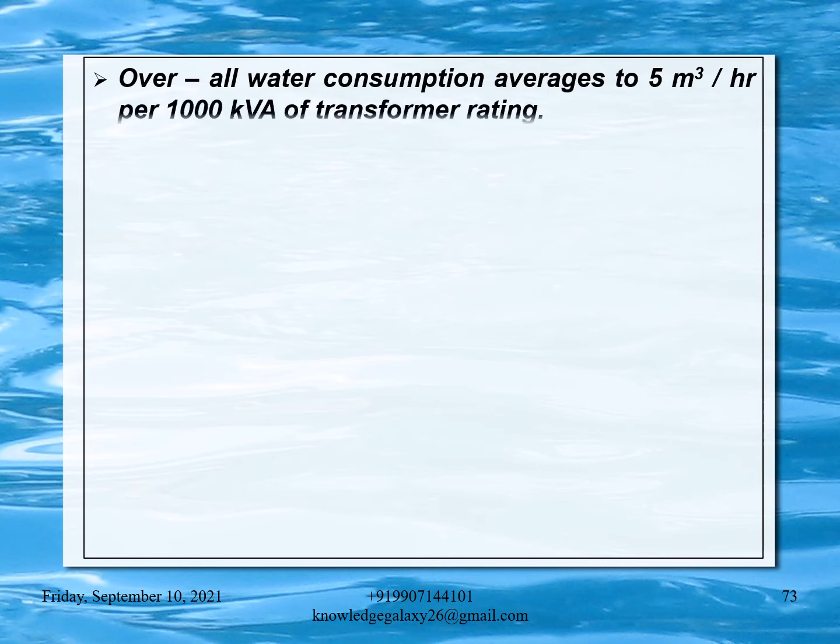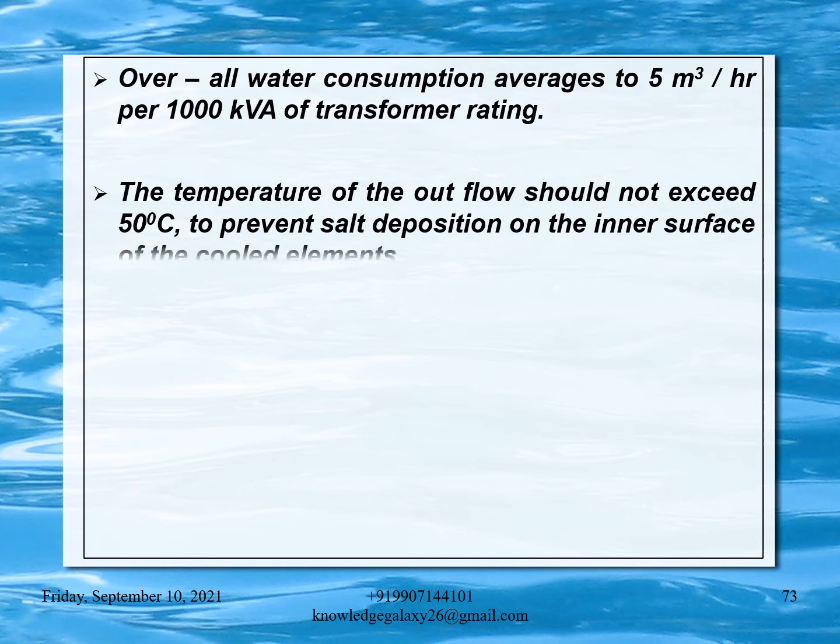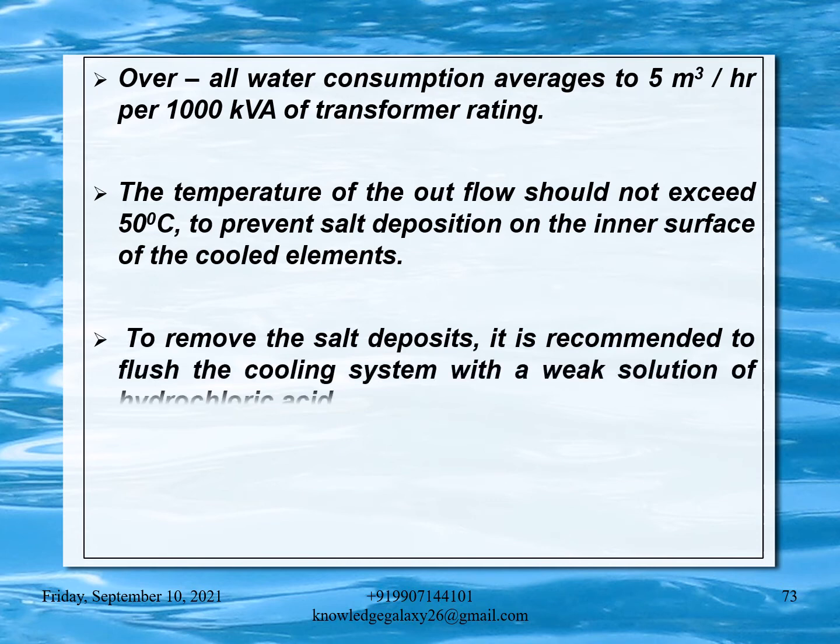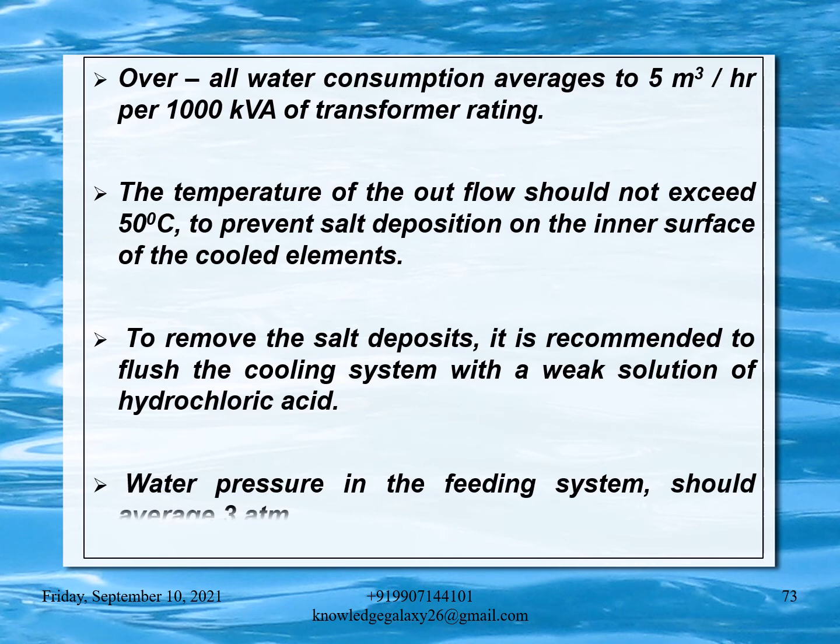Overall water consumption averages 5 cubic meter per hour per 1000 kVA of transformer rating. The temperature of the outflow should not exceed 50 degrees Celsius to prevent salt deposition on the inner surface of the cooled elements. To remove the salt deposits, it is recommended to flush the cooling system with a weak solution of hydrochloric acid. Water pressure in the feeding system should average 3 atmosphere.